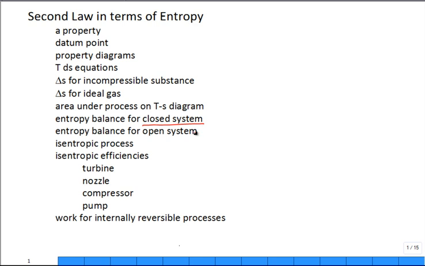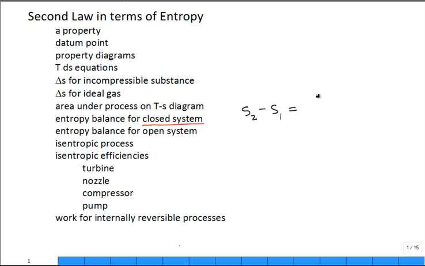Can you write down the second law of thermodynamics for a closed system? What does the equation look like for a closed system? The final entropy at the end of the process, we'll do it for a process, right? Minus the initial entropy of the system. How can it increase? How can it increase?